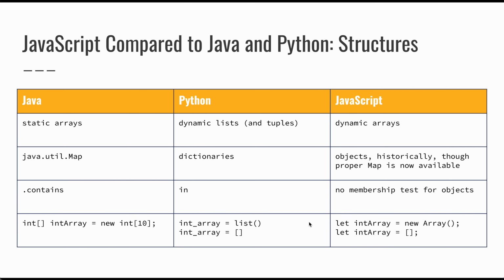In declaring arrays, in Java, we declare an int array with int and then the square brackets, and then we have to create that integer array. With Python, we just use list or we use empty square brackets. And in JavaScript, we can also use that empty square bracket notation, which is pretty common. You sometimes see new Array, but generally you see that second value there, let intArray equal the empty square brackets.